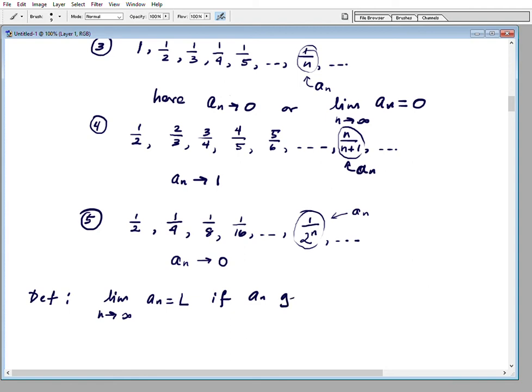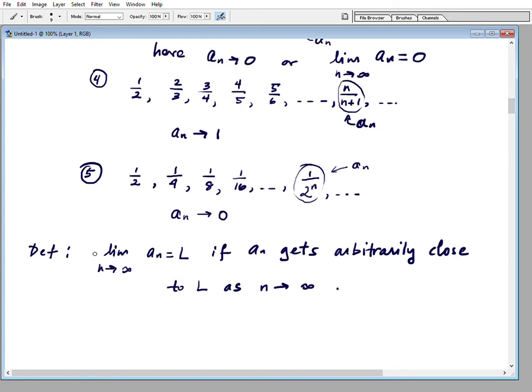if a to the n gets arbitrarily close to L as n goes to infinity. All right, this is like the approximate definition, and this is the type of definition that we used to define a limit in Math 15, like the limit of a function.